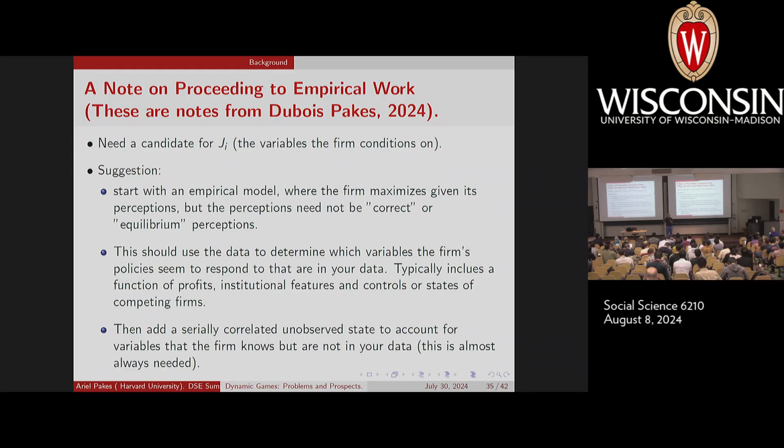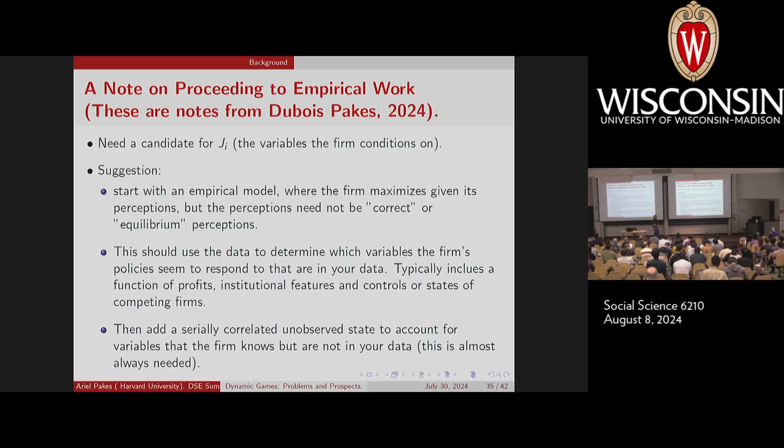The value function is an iterative of the profit function. I'm just iterating it over time with some policy in the middle all the time. And it works out that the profit function is a really good predictor. And so in their thing, and it's the same as we got yesterday, it typically includes a function of profits, institutional features, and controls or states of competing firms, or some summation over the states of competing firms.